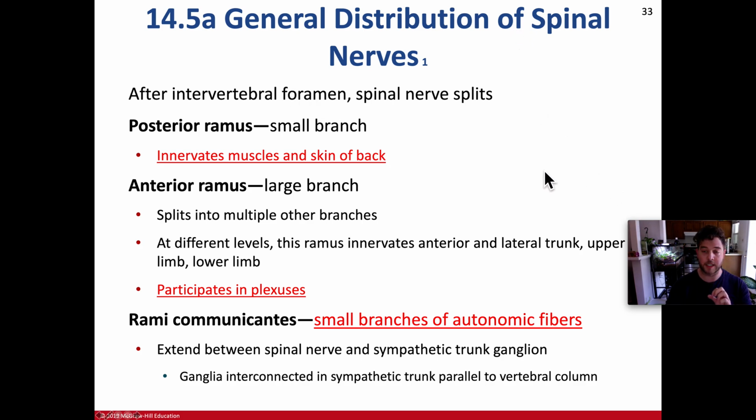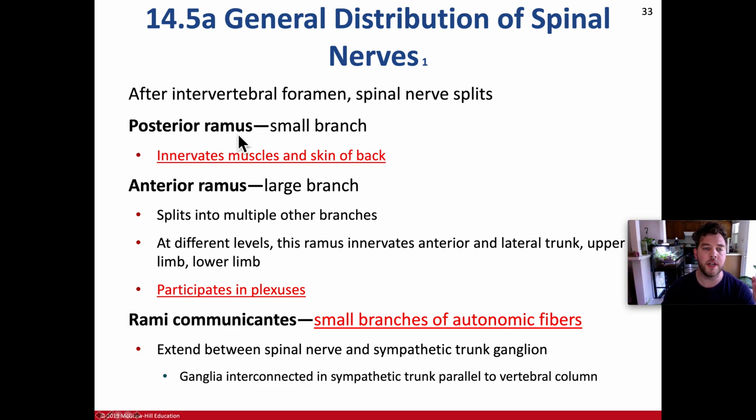So everything before this was all about the structure of them, how they conduct their different signals, how the different pathways that spinal nerves take, and now we're actually going to get into the specific spinal nerves and how they branch and group. So after the intervertebral foramen, the spinal nerves split. After you leave that little hole in the side of the vertebrae, the spinal nerves will start to split.